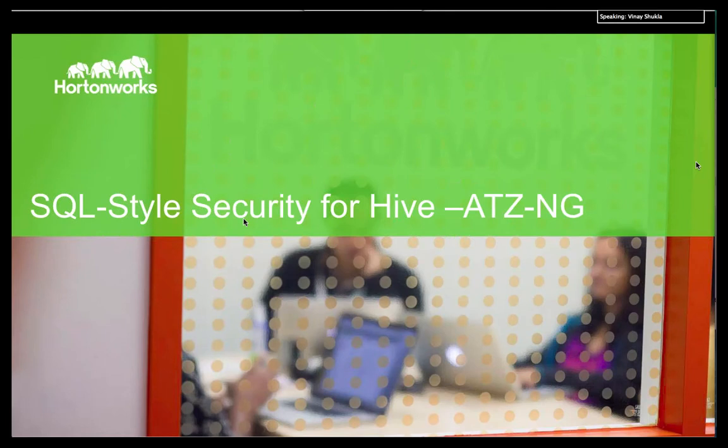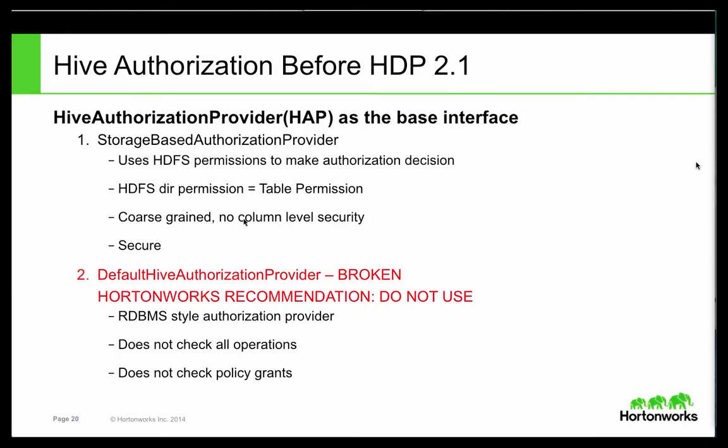So let's dive into the next section, which is the SQL style security in Hive. Before HDP 2.1, there were two permission models in Hive. One is the storage-based authorization provider, and the second is the default Hive authorization provider. The storage-based authorization provider leverages HDFS permissions to make authorization decisions, where the HDFS directory permission is the same as the table permission. It's coarse-grained. It does not provide column level or row level security, but the model is secure and it serves a large variety of use cases, as we will see in the next few slides. A lot of people are using it and it's been there for a while.